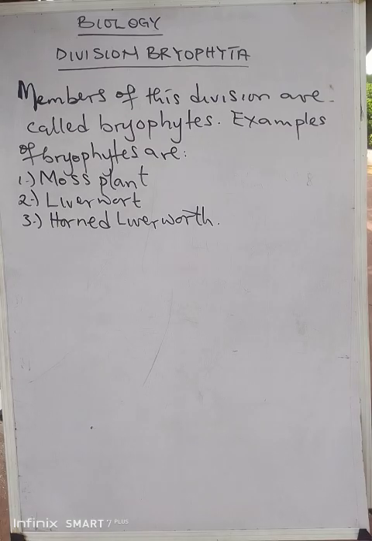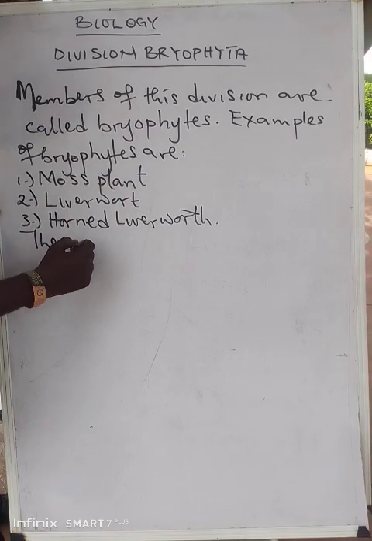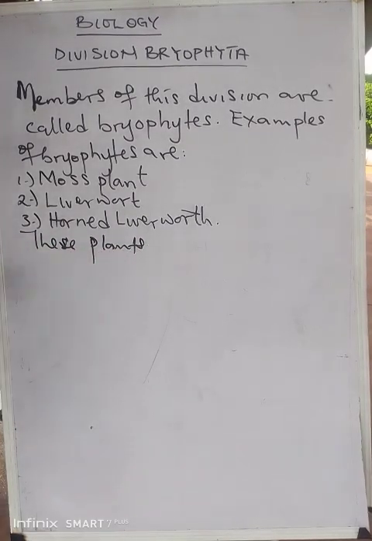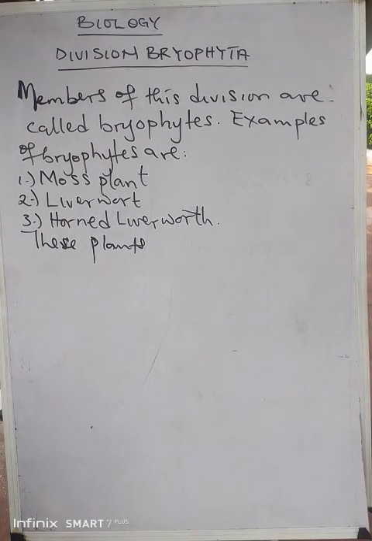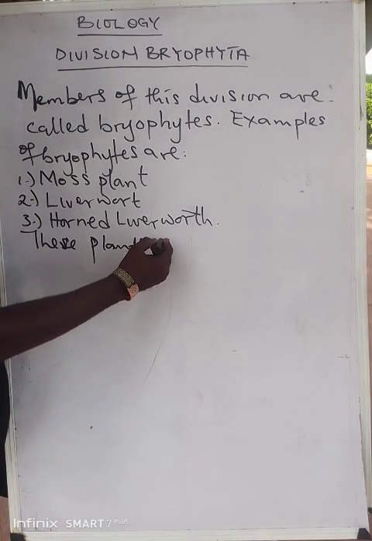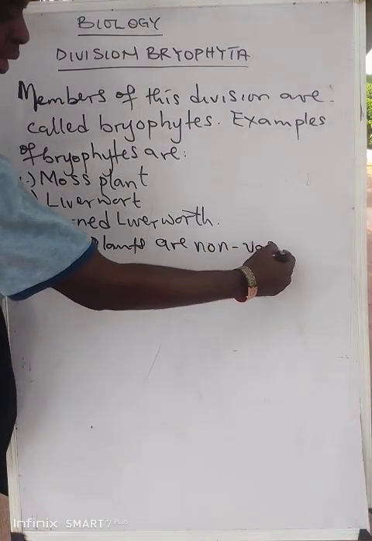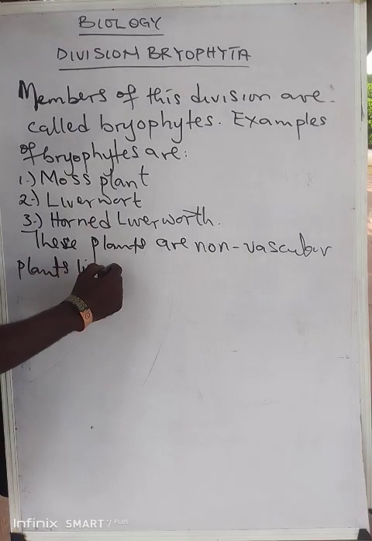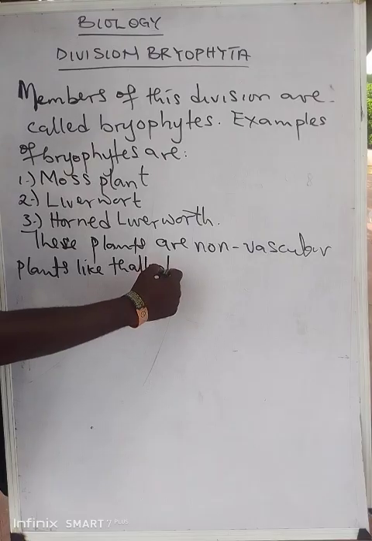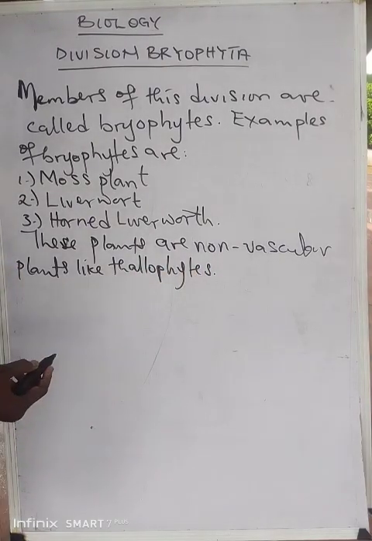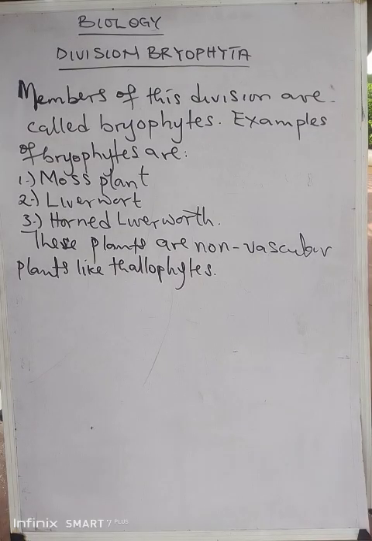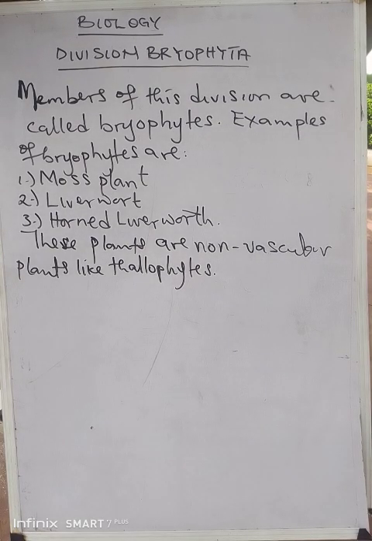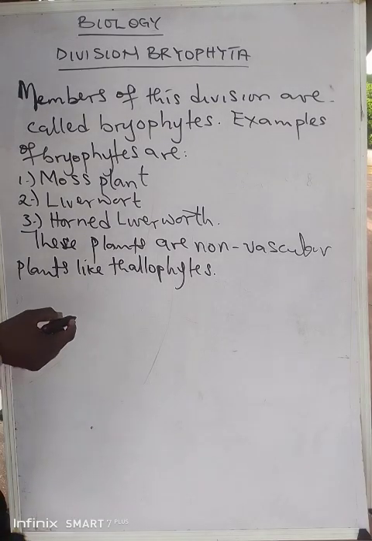One more thing to know about these plants is that they are non-vascular plants, like the thallophytes that we discussed before. The thallophytes are also non-vascular plants. Our non-vascular plants belong to a group of seedless plants called cryptogams.